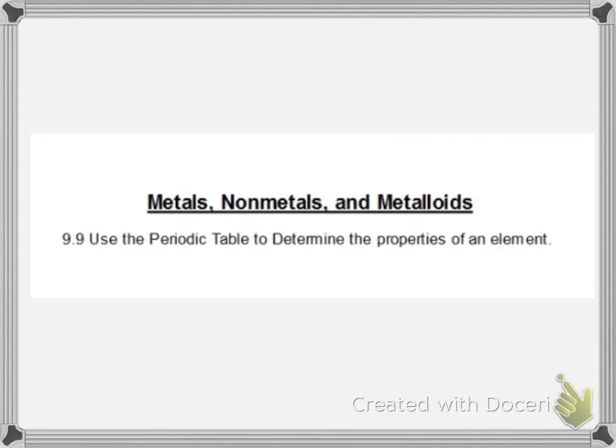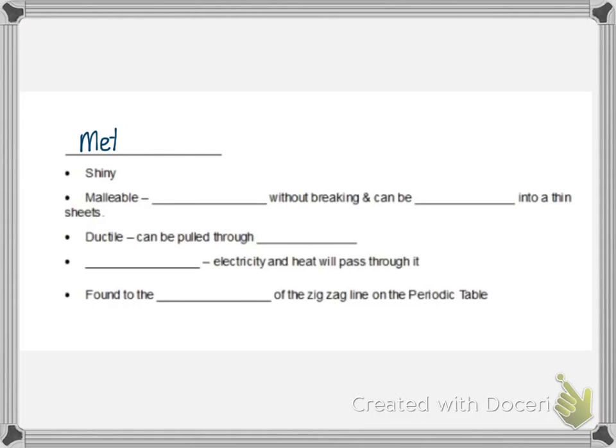Okay, now we're going to look at metals, nonmetals, and metalloids that we find in the periodic table. It's another way of arranging them. The first blank you need to write down is metals.